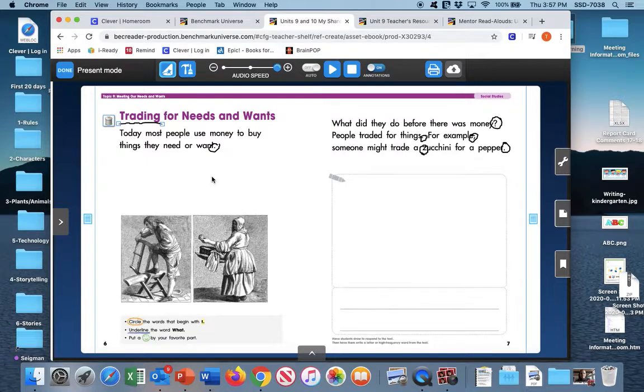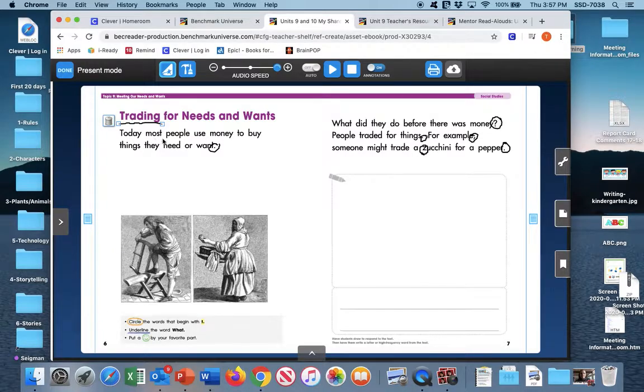So now we're going to go ahead and read the story again. And we're going to be talking about the details, and we're going to number the details. So let's go ahead, and I want you to read the story. I'm going to read it slowly, and you can read it with me. Ready? Begin. Trading for needs and wants.